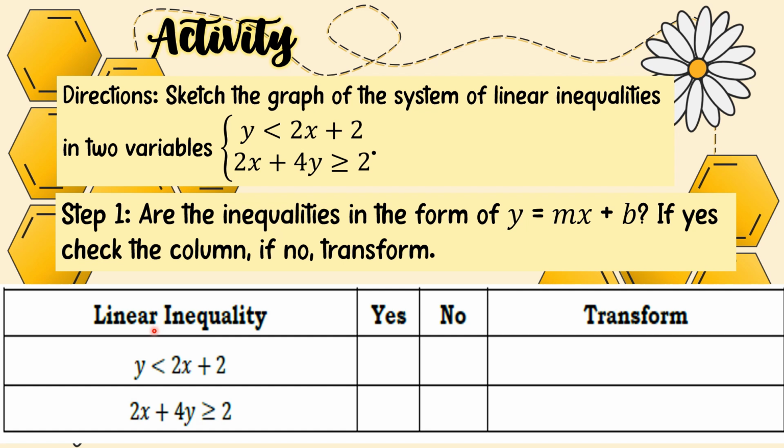So we have here the table. We have the linear inequalities y is less than 2x plus 2 and 2x plus 4y is greater than or equal to 2. Let's inspect this first. This one is already in the form y is equal to mx plus b. So we check yes. No need to transform because this is already in slope-intercept form. For the second inequality, we have here 2x plus 4y is greater than or equal to 2. This is not yet in slope-intercept form, so we check the no and we transform this one. How do we transform this one? You transfer 2x to the other side, that will become negative 2x plus 2.